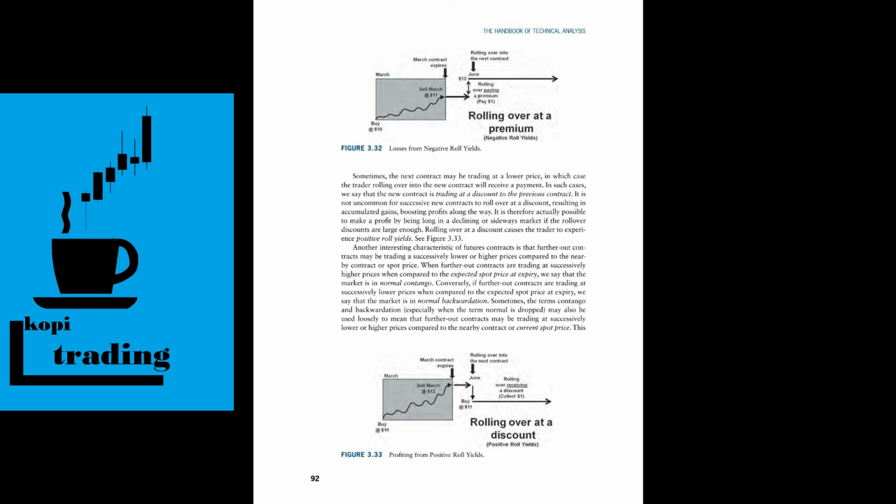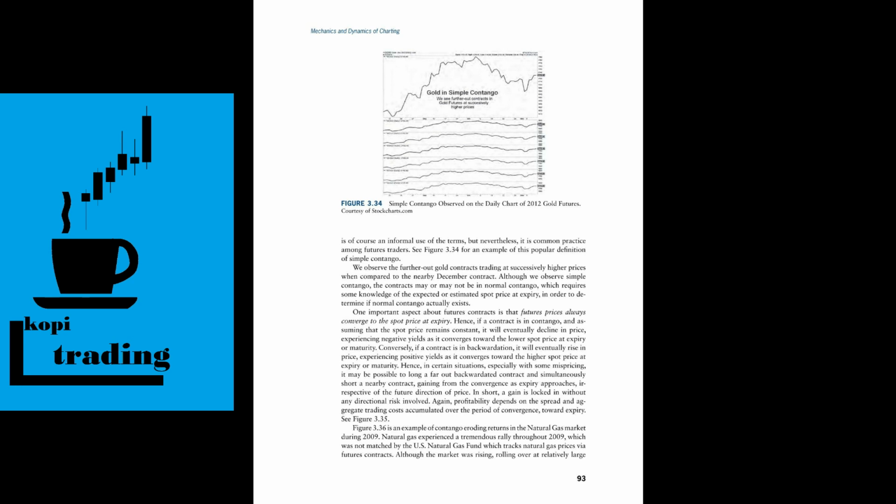Sometimes the terms contango and backwardation, especially when the term normal is dropped, may also be used loosely to mean that further out contracts may be trading at successively lower or higher prices compared to the nearby contract or current spot price. This is of course an informal use of the terms, but nevertheless, it is common practice among futures traders. See Figure 3.34 for an example of this popular definition of simple contango.